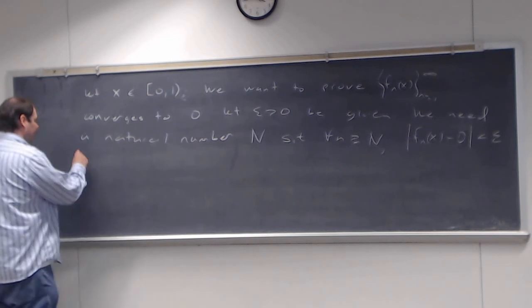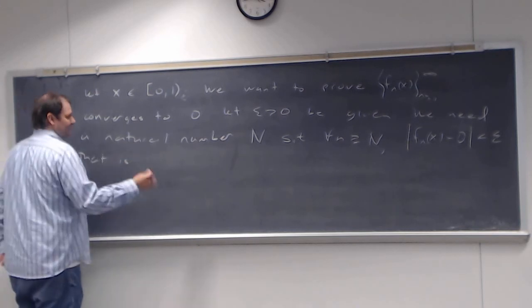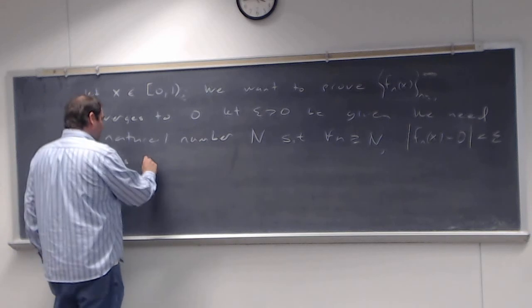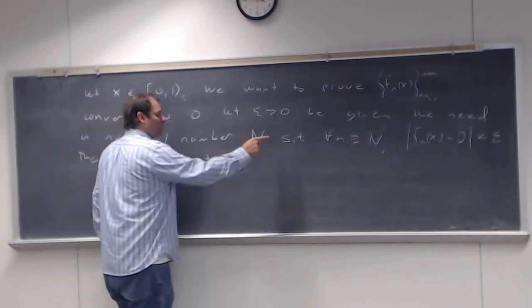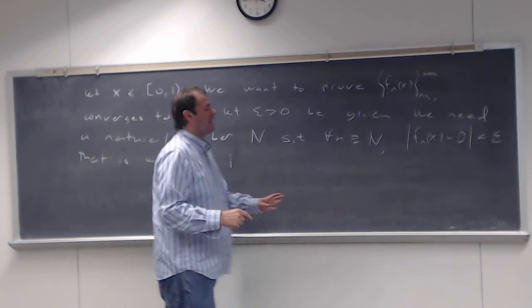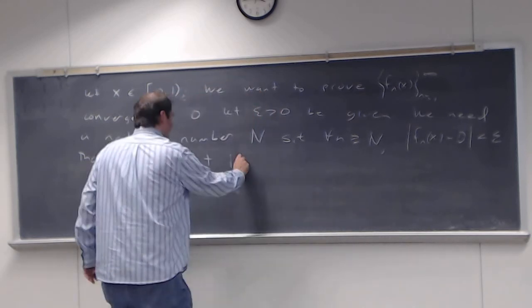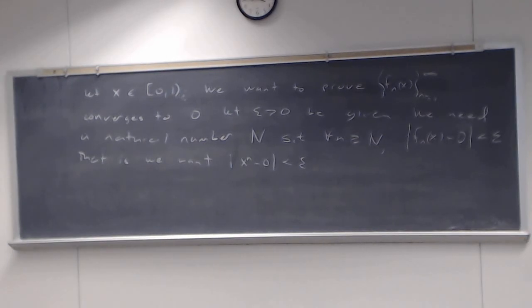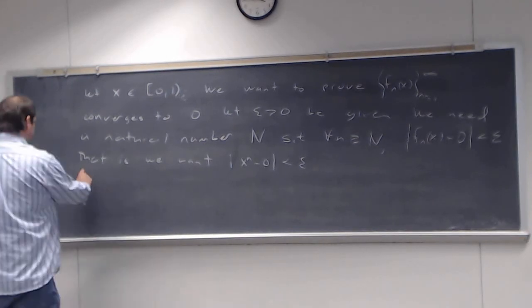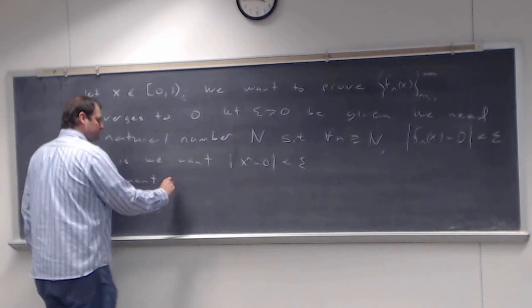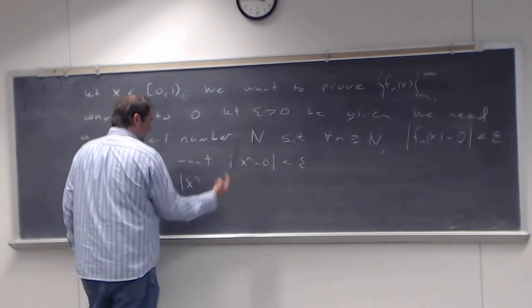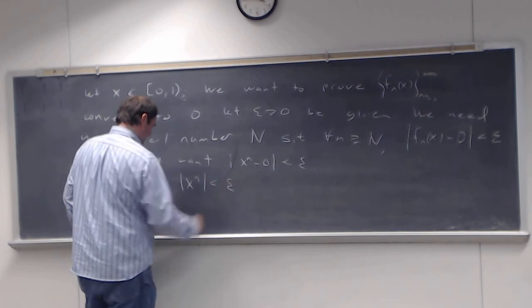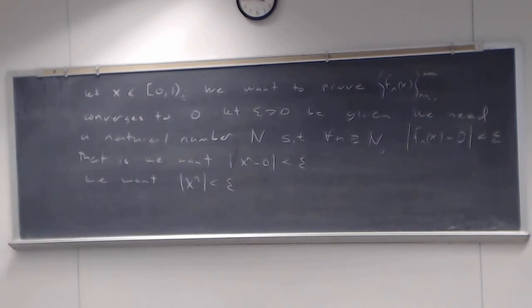So that's what I want to happen. Let's break down what it is we want to show. We want the absolute value of f sub n of x minus 0 to be less than epsilon. Because f sub n of x is x to the n, we want the absolute value of x to the n minus 0, which is just x to the n, to be less than epsilon. And here, because we're talking about real numbers, we do mean absolute values.